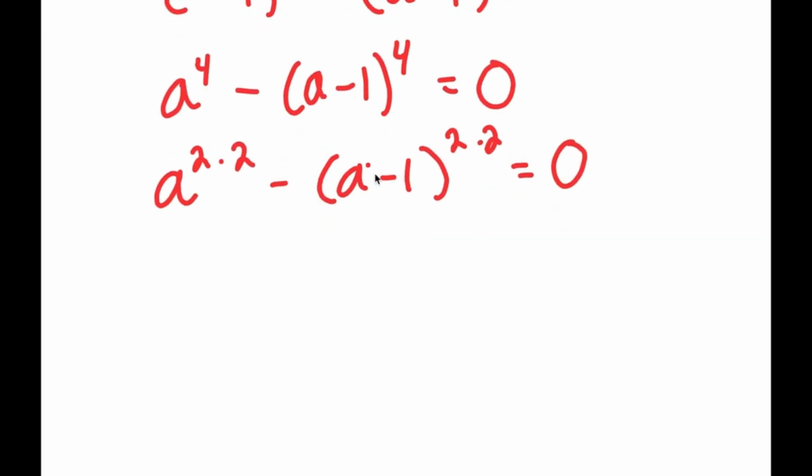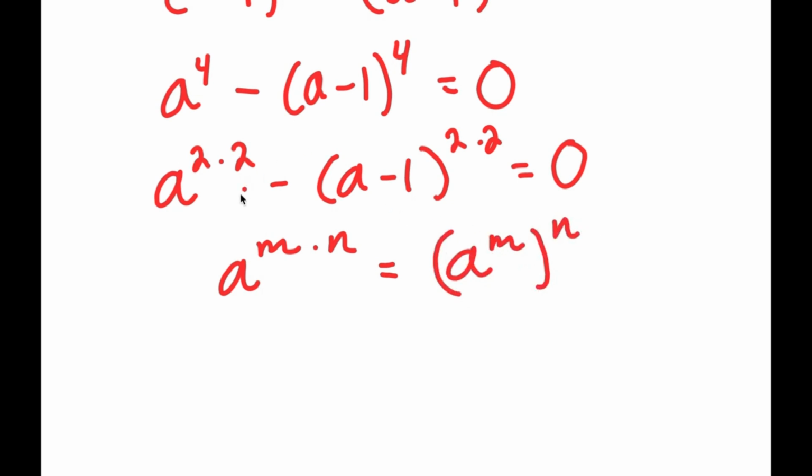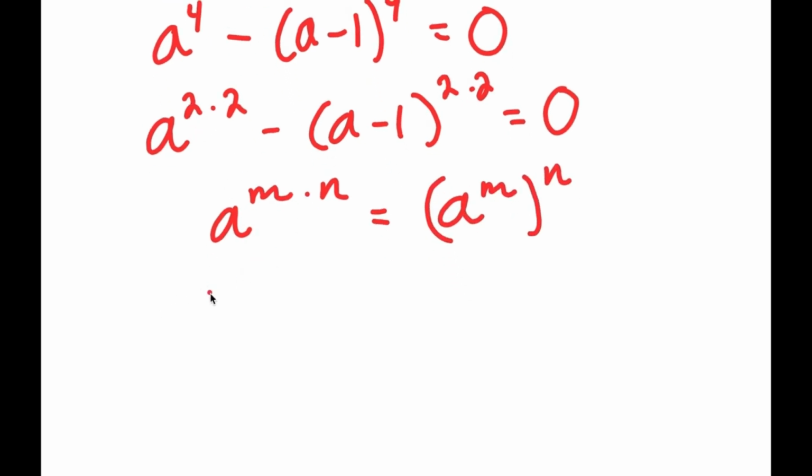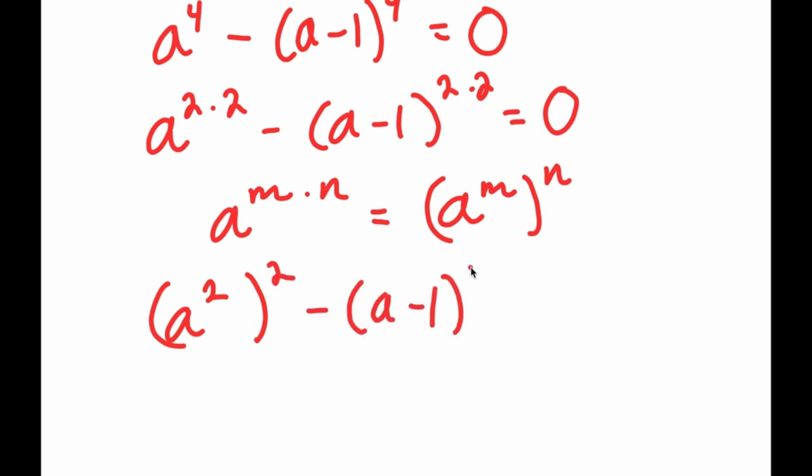And the reason I did this is because if I have something in the form a to the power of m times n, this is equal to a to the power of m to the power of n. So a to the power of 2 times 2, I can rewrite that as a to the power of 2 to the power of 2. And a minus 1 to the power of 2 times 2, I can do the same thing. I can rewrite this as a minus 1 to the power of 2 to the power of 2, and this is equal to 0.